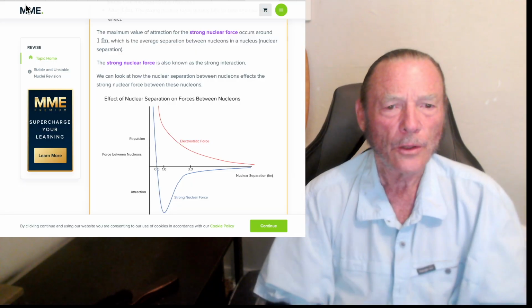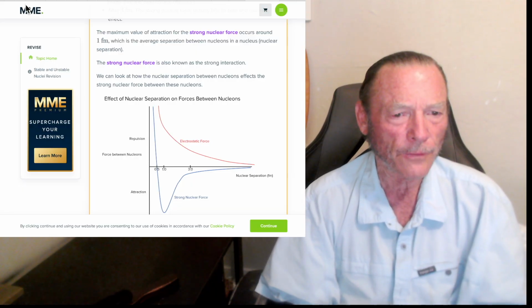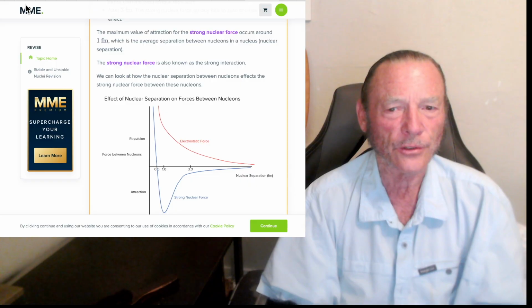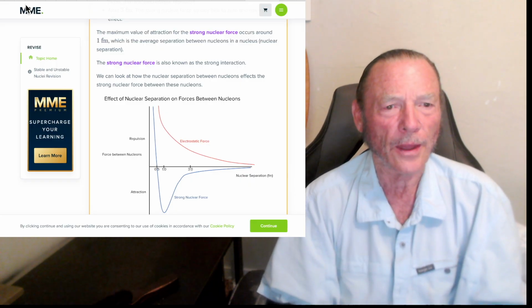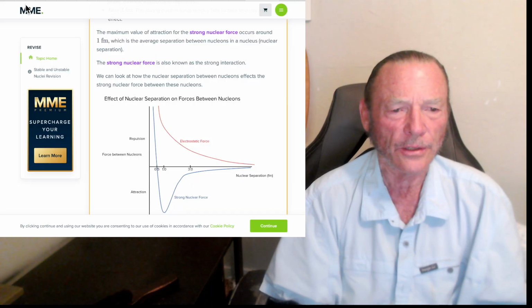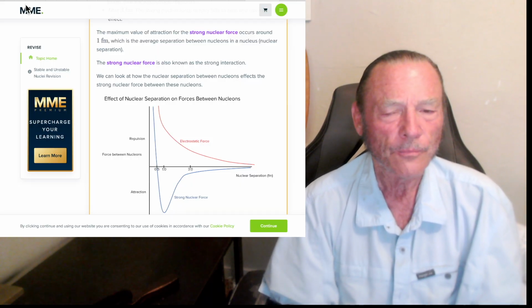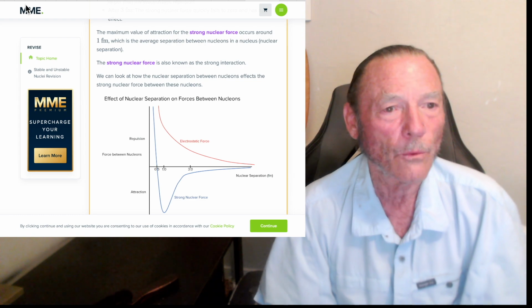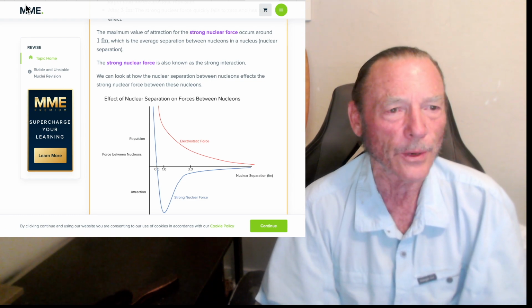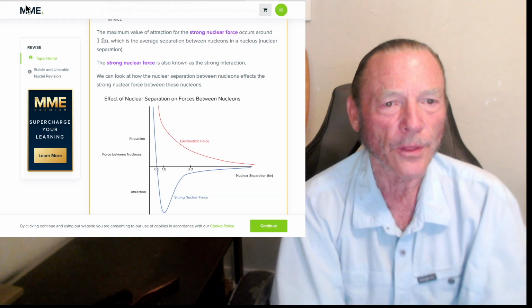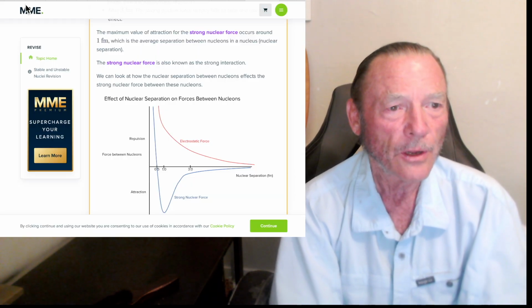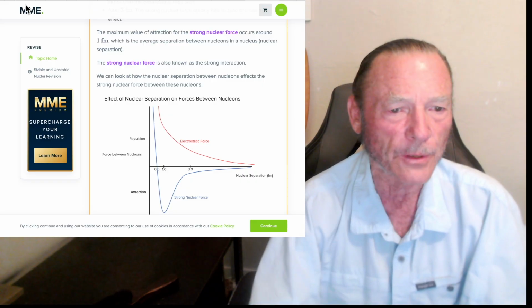Over here, you'll see the force curve diagram that we have been discussing in the prior video. We're going to continue to look at that, but I wanted you to see the context of this diagram. I'm sure you can't read what's written above it, but I'm just going to read one paragraph. The maximum value of attraction for the strong nuclear force occurs around 1 femtometer.